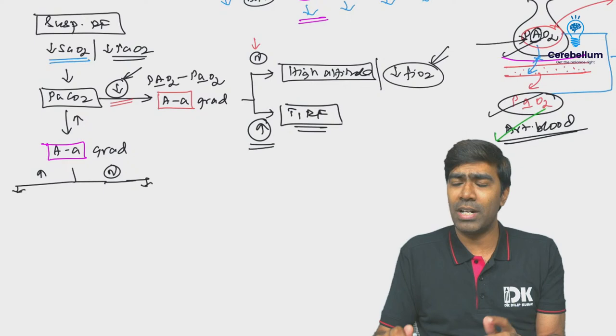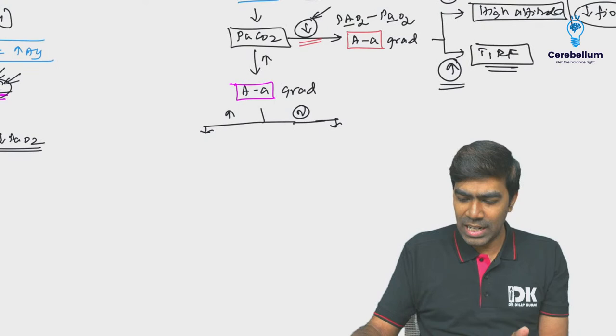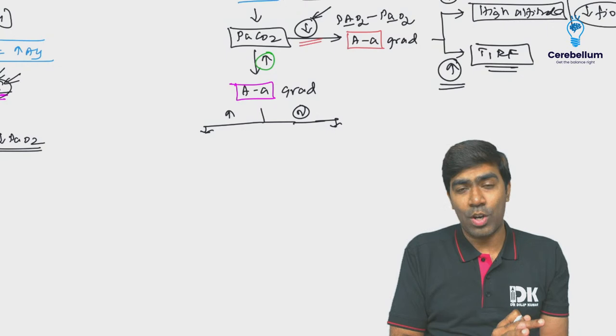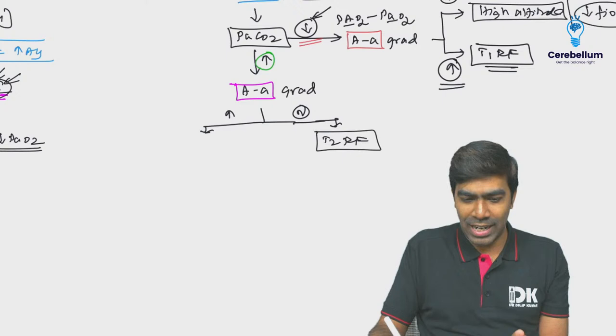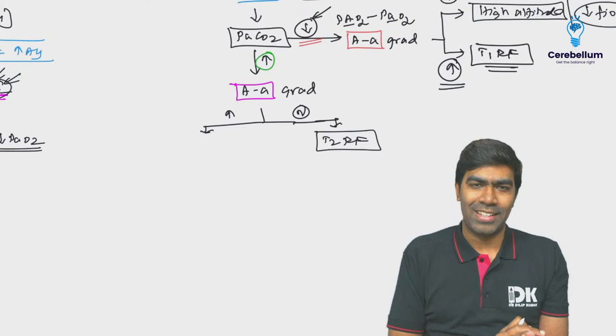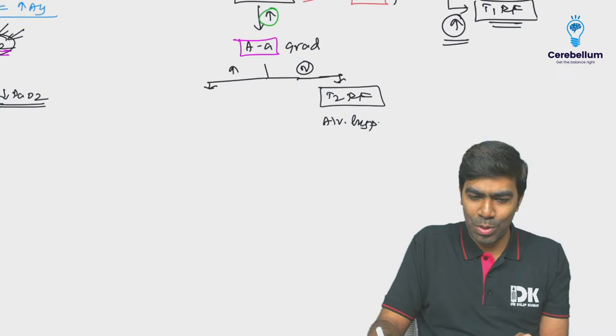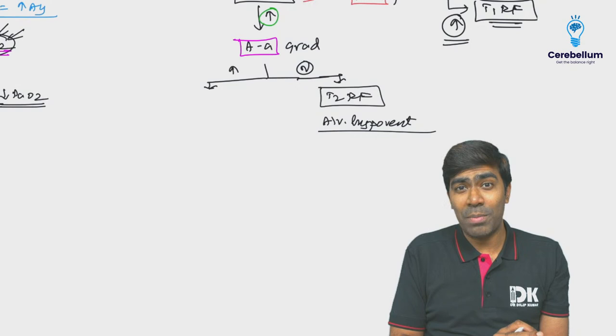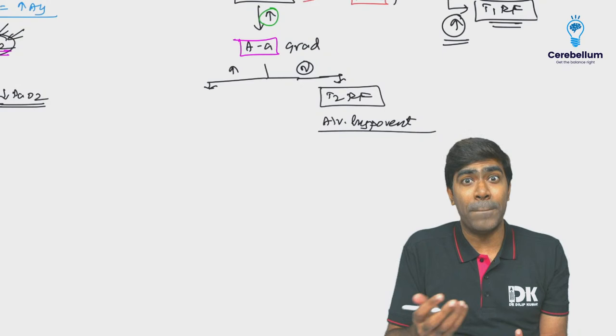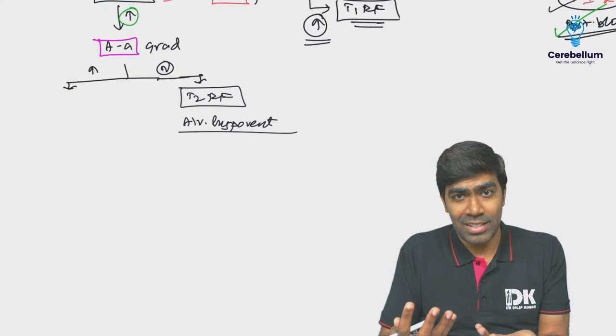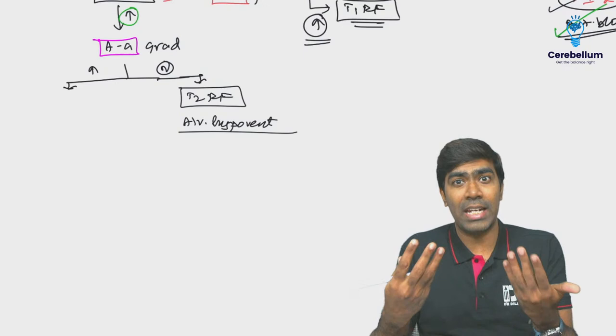So whenever you have an increased PaCO2 and the A-a gradient is normal, what are you going to think? This is a classic type 2 respiratory failure. Type 2 respiratory failure is often due to something called alveolar hypoventilation. Here the patient is not breathing, that's the problem. Again, I'll repeat, here the patient is not breathing, which means the alveoli have to ventilate, isn't it? Ventilation is very important. Alveoli are not able to ventilate. The patient is not breathing properly.